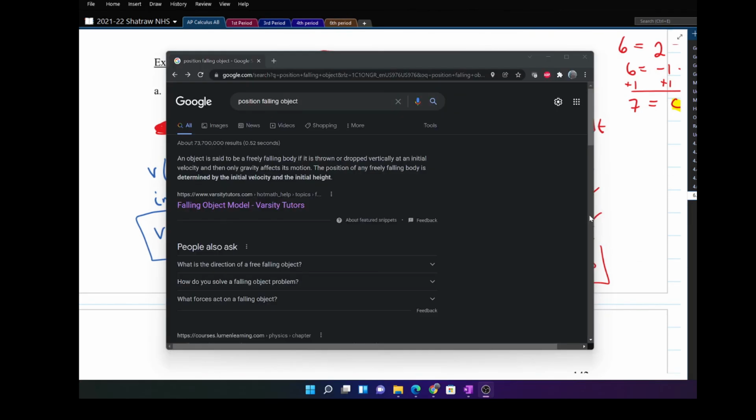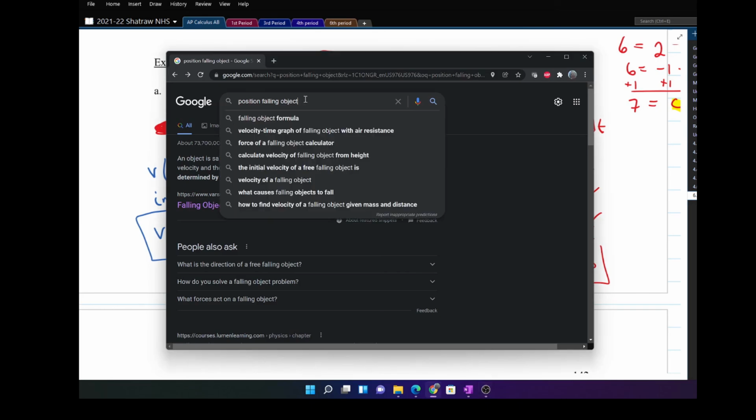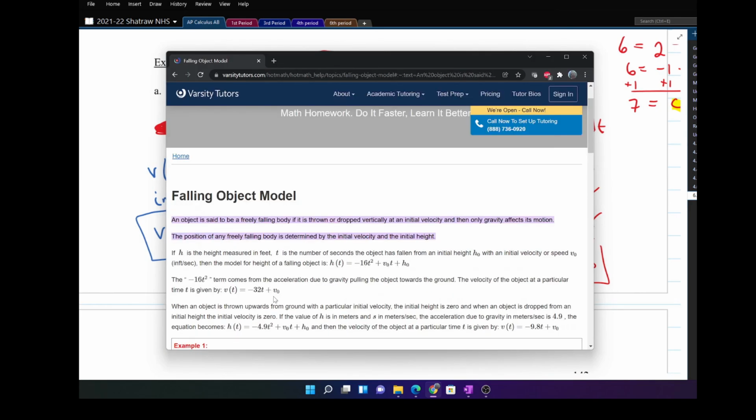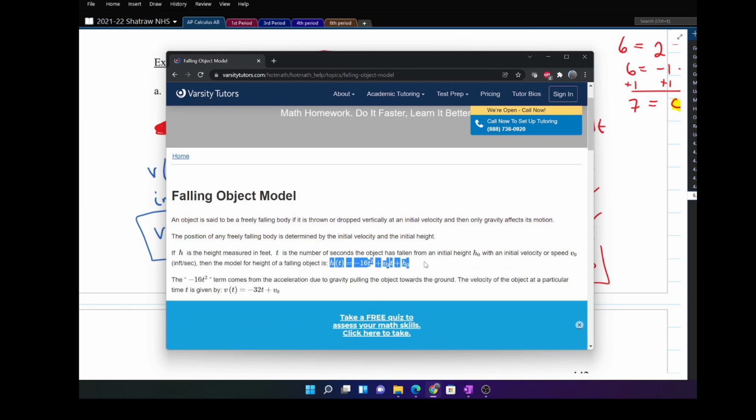I wanted to come back and show you that equation as they use it on the internet. If I talk about the position of a falling object on Google, I search for that. I'm looking at the falling object model. Varsity Tutors pops up, and here we go. There's the formula that I just came up with. And so now you know where this formula comes from. It comes from calculus, and we use it all the time.